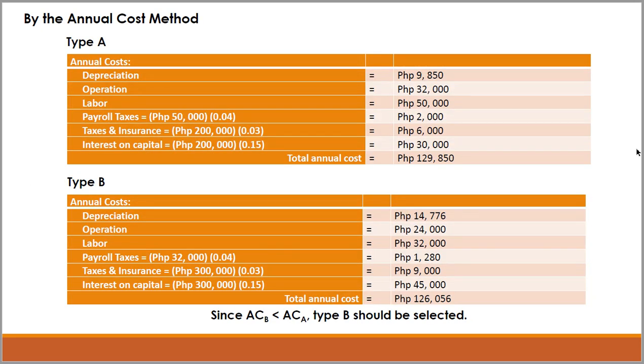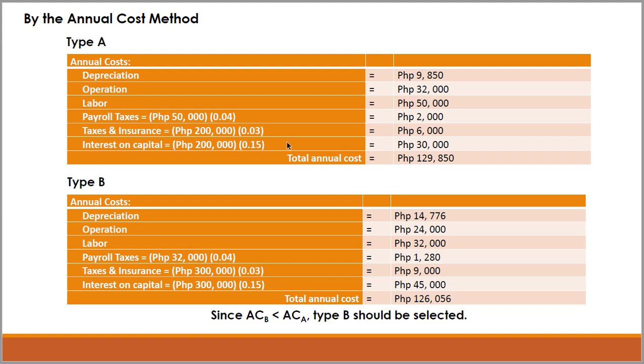Second method is using the annual cost method. In the annual cost method, we're going to solve the annual cost of each equipment. So type A: depreciation, operation, labor, similar to what we have done in the first method. The only difference is that we have an inclusion here, interest on capital. Same with type B, we have interest on capital. So what is interest on capital? Since the company has set an MARR, it's equivalent to 15%.